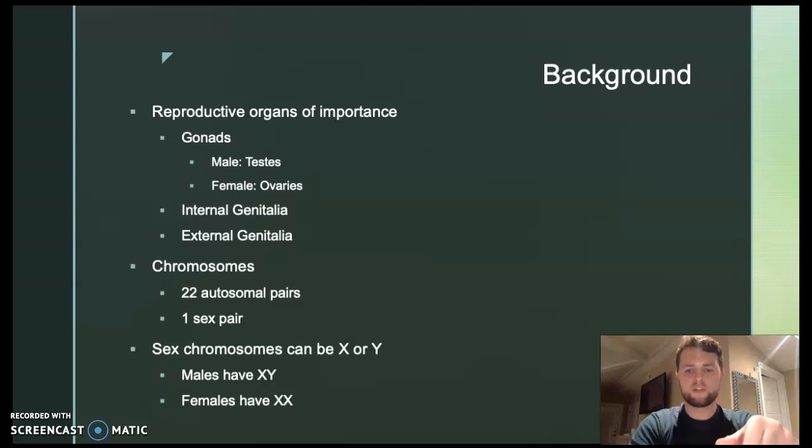We also have the internal genitalia, which consists of ducts that connect to the external environment, and the external genitalia, which consists of external structures of the genitalia and organs of the reproductive system.